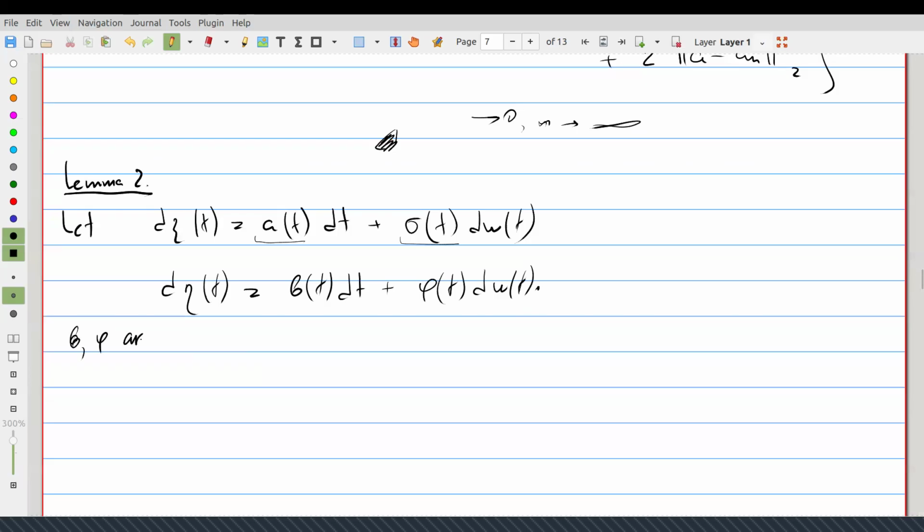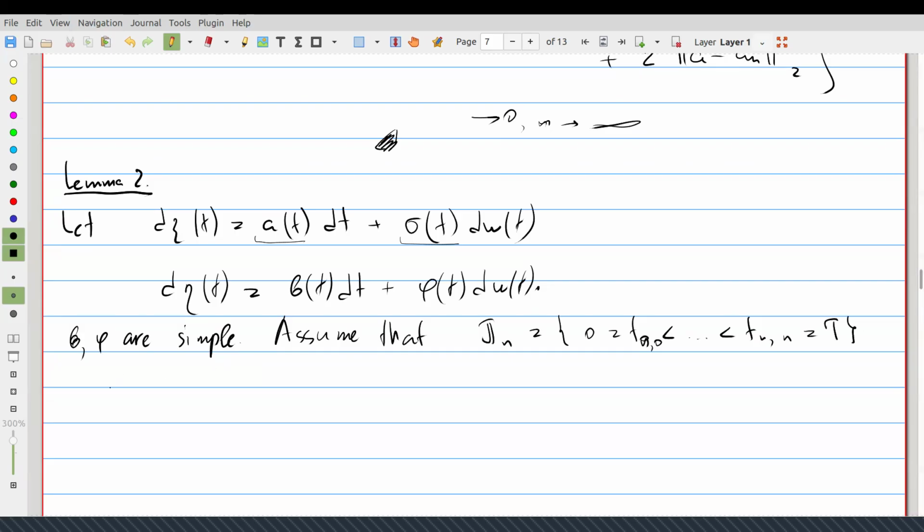And b and phi are simple in the second case. And I assume that we have a sequence of partitions, Tn0 less than ... less than Tnn equal to T capital, a sequence of partitions of the interval 0 to T capital, such that two properties hold.